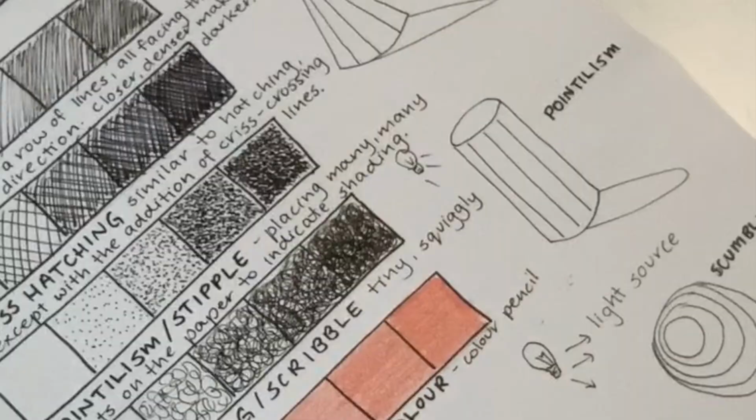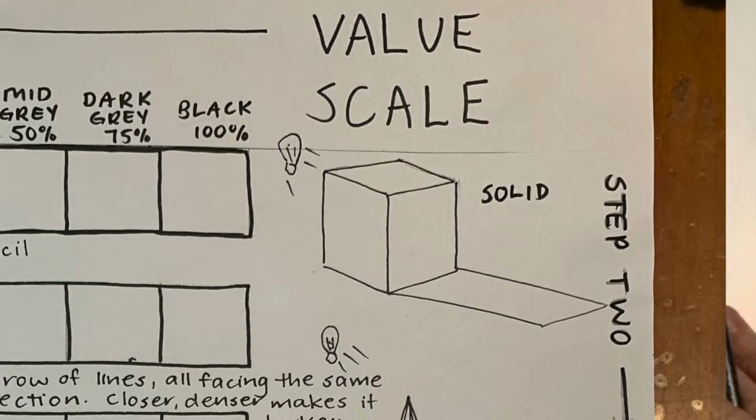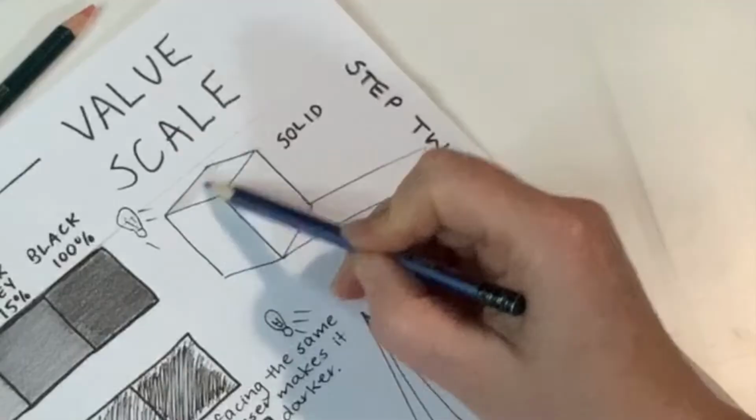Then you're going to step two, which is on the right-hand side of the page. Now here I've drawn a cube, and you'll notice there's a little light bulb. That's your light source. Super important for when you're doing your tonal rendering. Now, one of the things I am considerate of is the direction of my marks when I'm doing this. So you can turn your paper if that's easier.